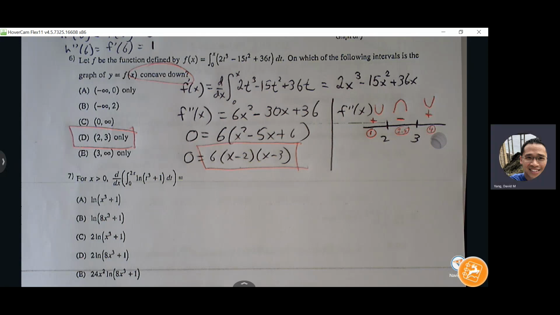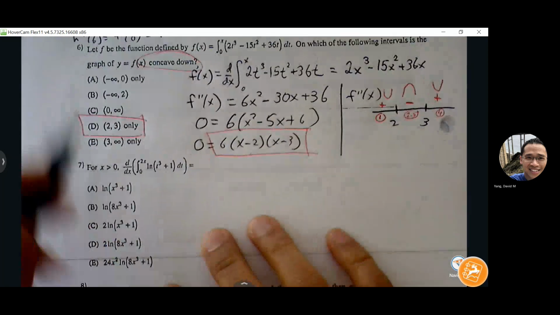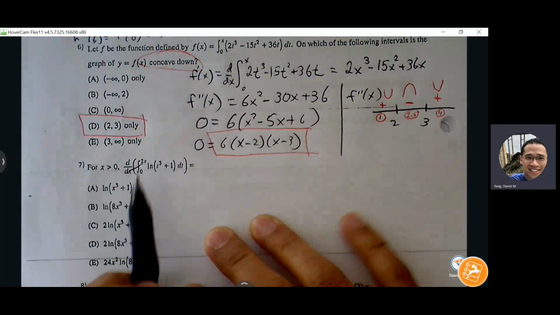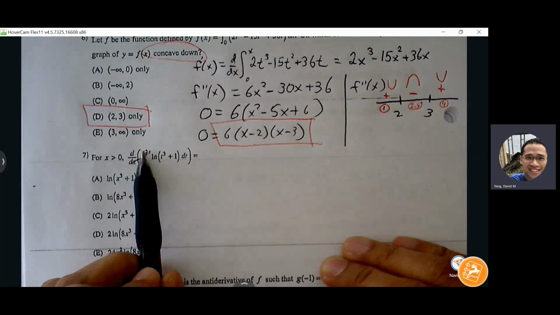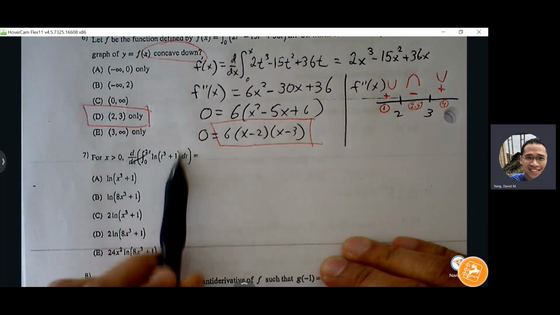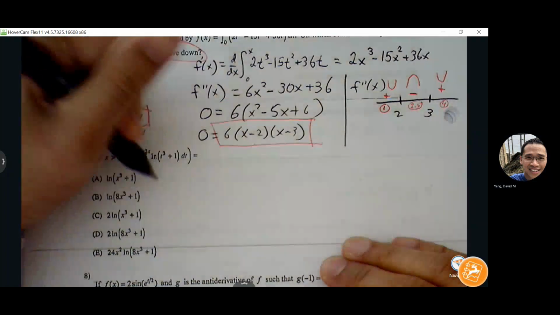Okay, number 7, again, is asking for the derivative of an integral of an expression. So second theorem also applies. Okay, we know these two operations undo each other. I'm going to just plug in my upper bound into the variable and then multiply by the upper bound's derivative.